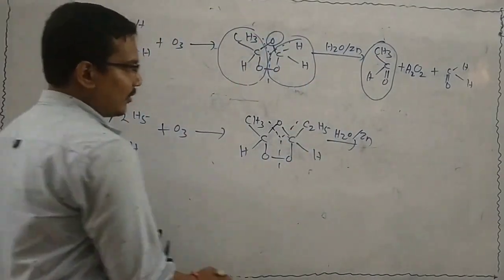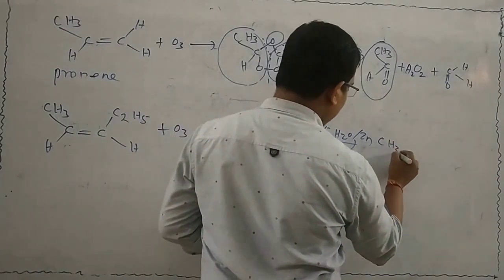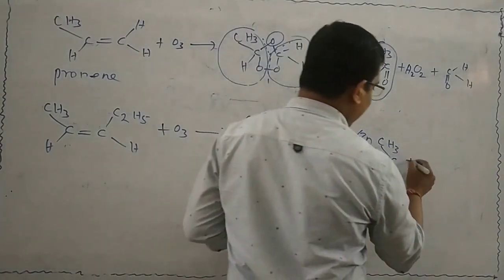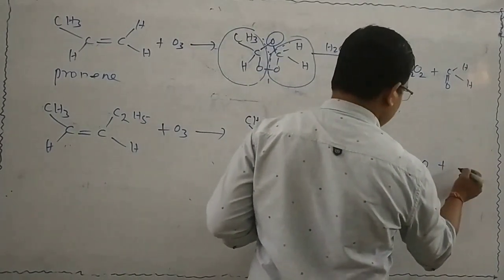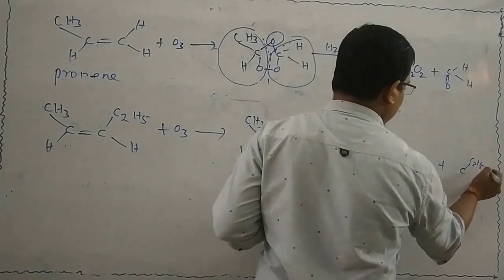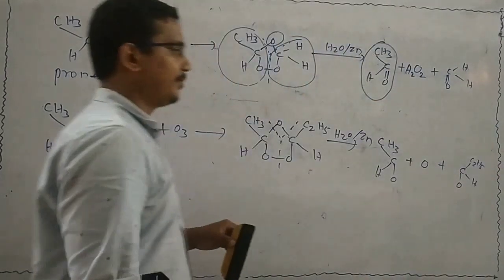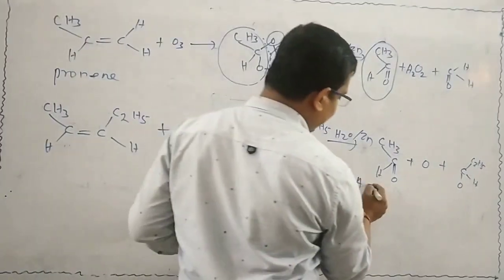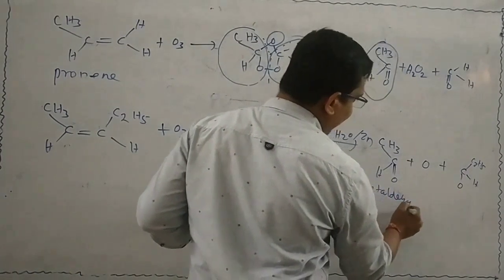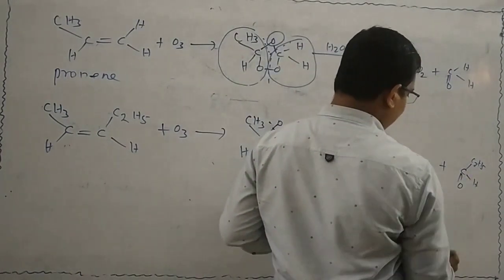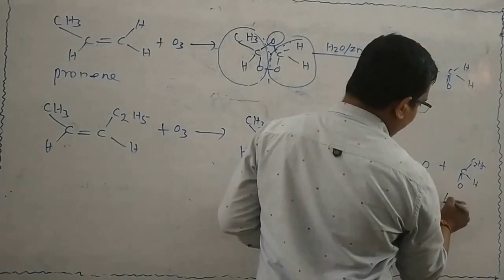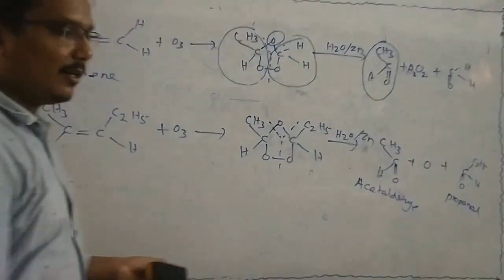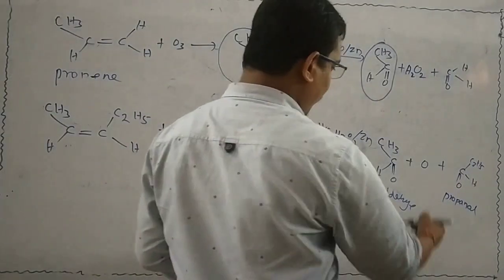Like this, you can find the product CH3 bond C. That is the first one. The second is this. The third is what? This. So now put a double bond. That is your acetaldehyde. When I put it here, that is also said to be propionaldehyde, propanal.